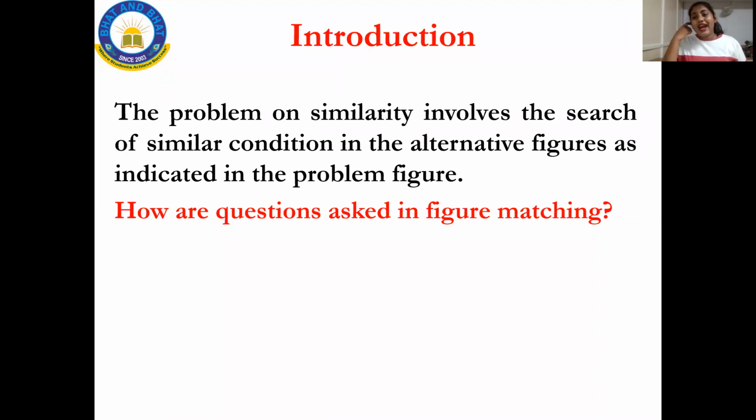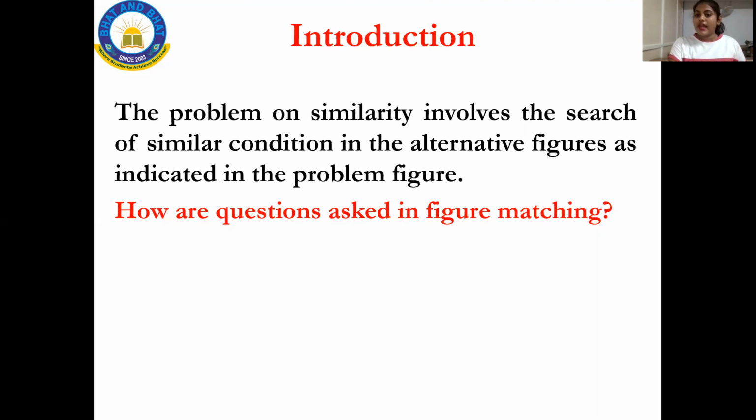So what is our work? Our work is to find out the same question figure in the answer figure. That's all. But the condition is, there should not be a difference of even a single dot. That is about this chapter.